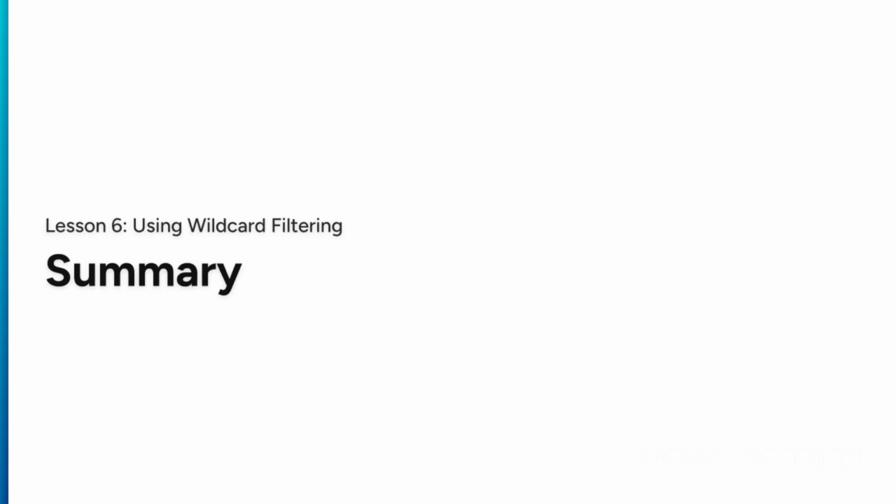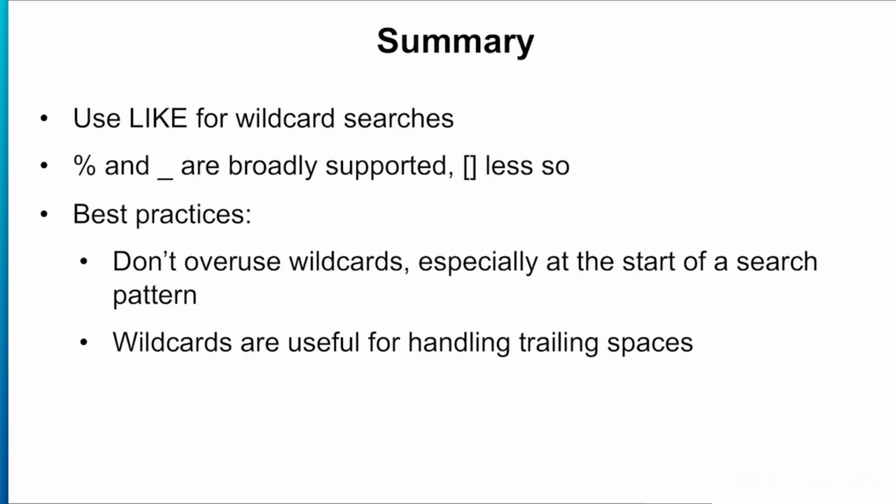Okay, let's summarize. If you want to do a wildcard search, use a LIKE instead of an equality test. Generally, the percent wildcard, which matches 0 or more characters, or the underscore wildcard, which matches exactly one character, is supported by every major DBMS. Brackets, less so. Some best practices: don't overuse wildcards, especially not at the start of a string. That's actually the worst place to use them. At the middle or the end doesn't have the same resource impact, but at the beginning it can have huge implications. And finally, if you are doing searches and you are worried about trailing spaces, wildcards are a great way to handle those.